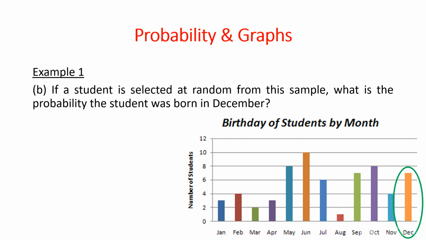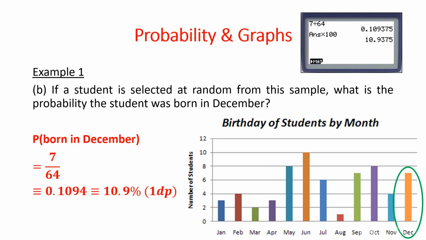And if we look at December, we can see there were just over 6, so that must be 7 students born in December. So the probability a student was born in December, we could write as a fraction, 7 chances out of 64. Now you can leave your answer as 7 out of 64. It doesn't simplify, but you can divide it and turn it into a decimal or multiply it by 100 to get a percent. Either of those answers, remember, probability can be written as a fraction, a decimal, or a percentage.